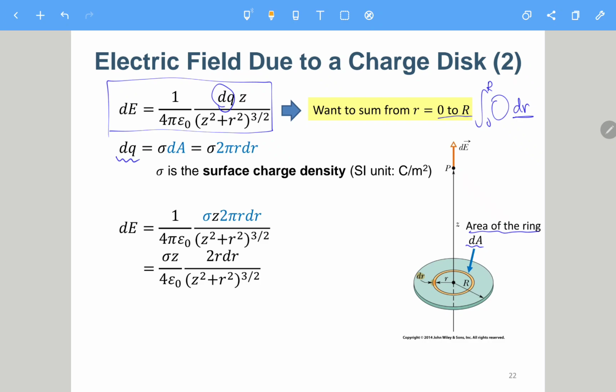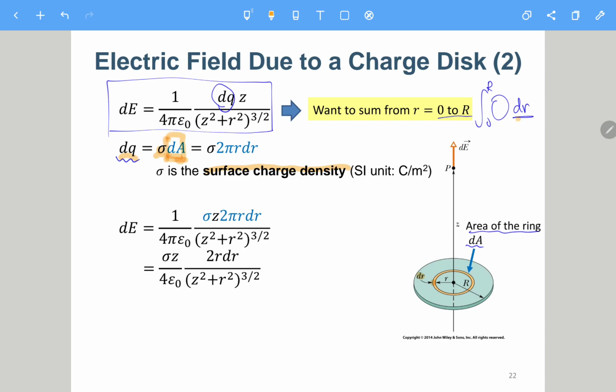Okay, so here we will introduce another variable called sigma, the surface charge density. Just now it was the linear charge density lambda. So here we use sigma to stand for the surface charge density. If it is multiplied by the area, it will be the charge in that area. So this is dq over the whole ring, and sigma multiplied by dA will be the dq.